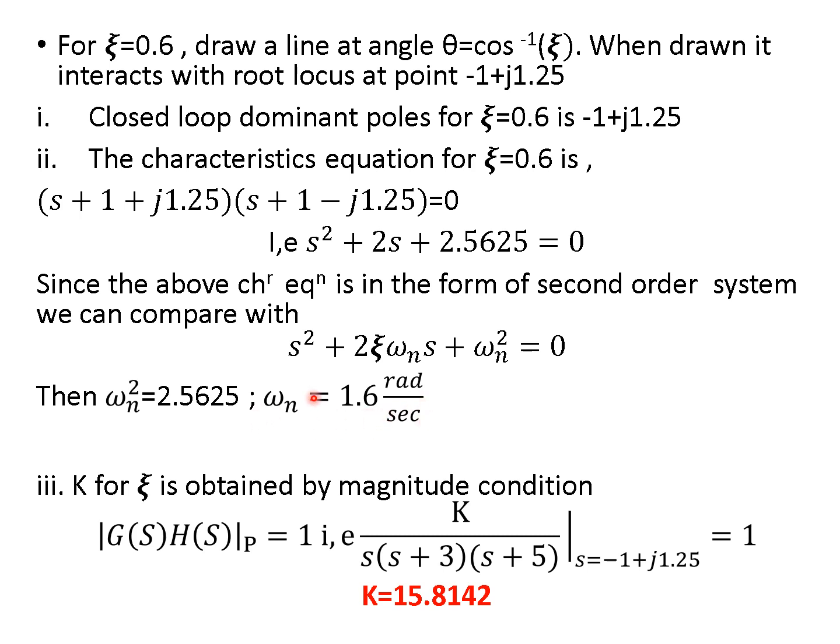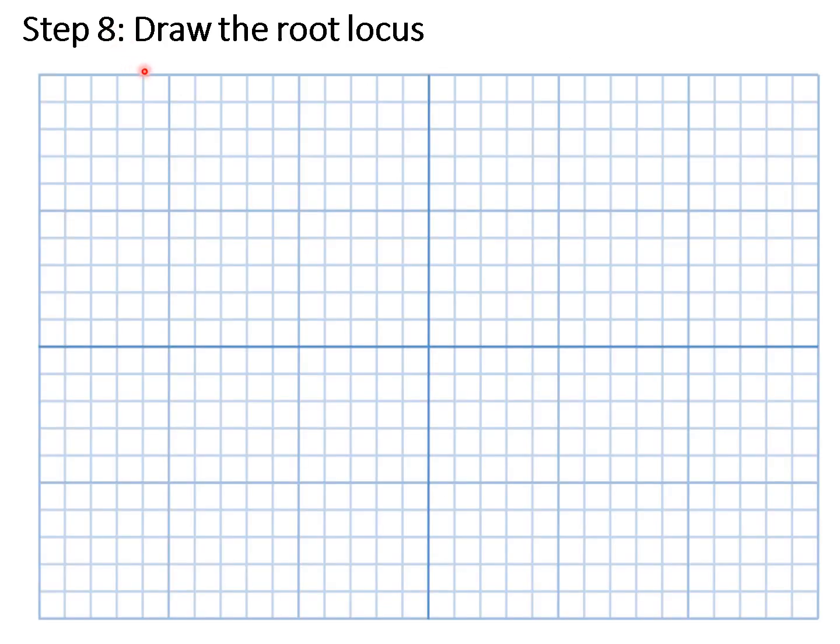The next thing is we need to find the value of k. To obtain it, we can use the magnitude condition, which is nothing but the magnitude of g of s h of s is equal to 1. In our case, the given equation is k divided by s into s plus 3 into s plus 5, at s equal to the dominant poles obtained, that is minus 1 plus j 1.25. When we substitute s equal to minus 1 plus j 1.25 in place of s, we obtain k equal to 15.8142.